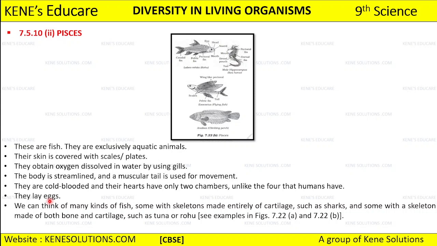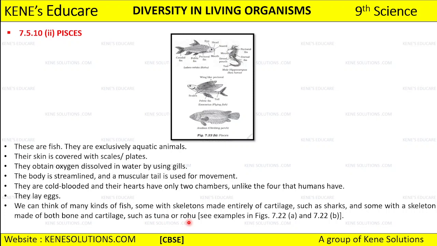and we can think of many kinds of fish. Some have a skeleton made entirely of cartilage, such as shark. Shark is a kind of fish that is entirely made up of cartilage. Some have a skeleton made of both bone and cartilage, such as tuna or rohu. And these are the examples which have been given.